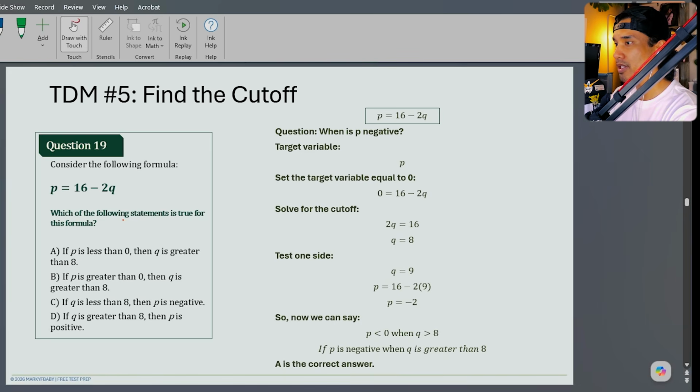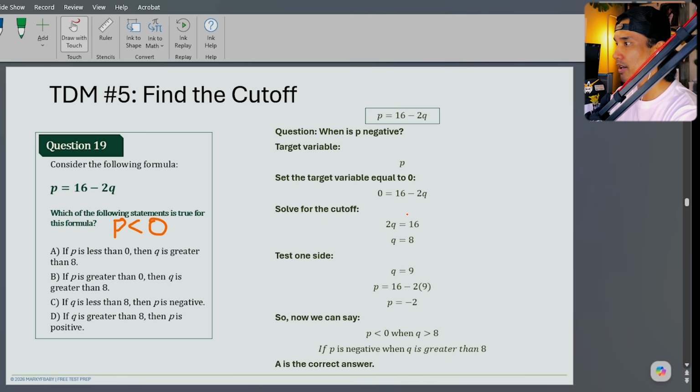And it says here, which of the following statements is true for this formula? I am going to test the first statement here. Question is, when is P negative? It says here, if P is less than 0. P negative, the target variable is P, so I set the target variable equal to 0, P right here, 0 equals 16 minus 2Q.